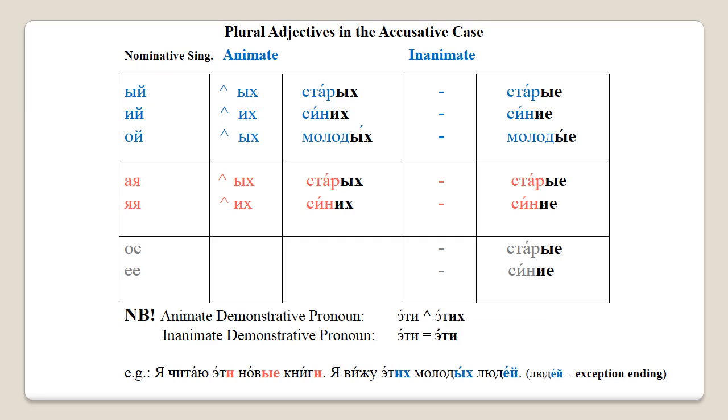Let's have a look at the examples at the bottom. Я читаю эти новые книги. I'm reading these new books. Я вижу этих молодых людей. I see these young people.